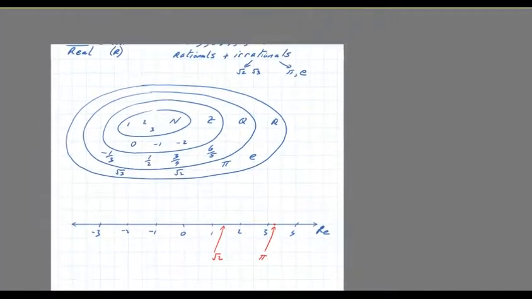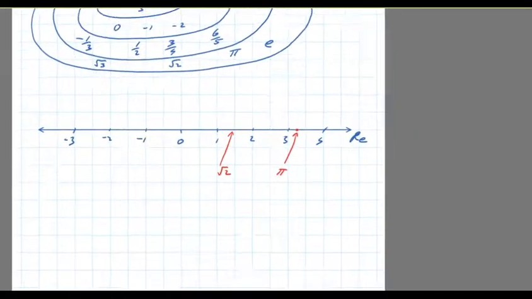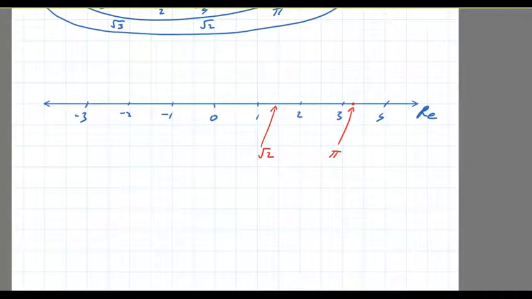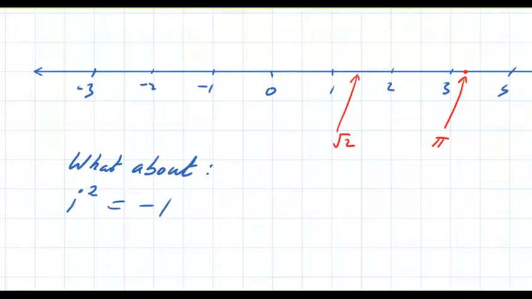Now, that leads us on to a new type of number that we haven't come across before. And we come across it for the first time when we try and solve the following. If you have this equation, i squared equals minus 1. What's i, is the question. Try and think of a number that when you square it, you get minus 1. So we'll just say this is the question mark from now on. What about i squared equals minus 1?